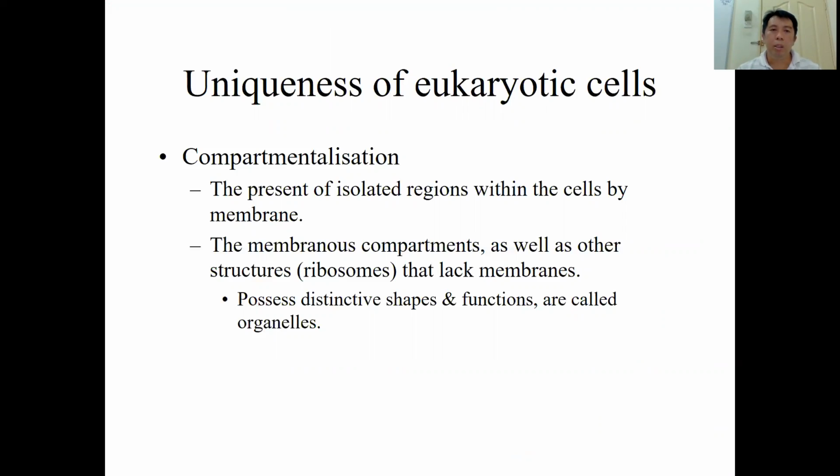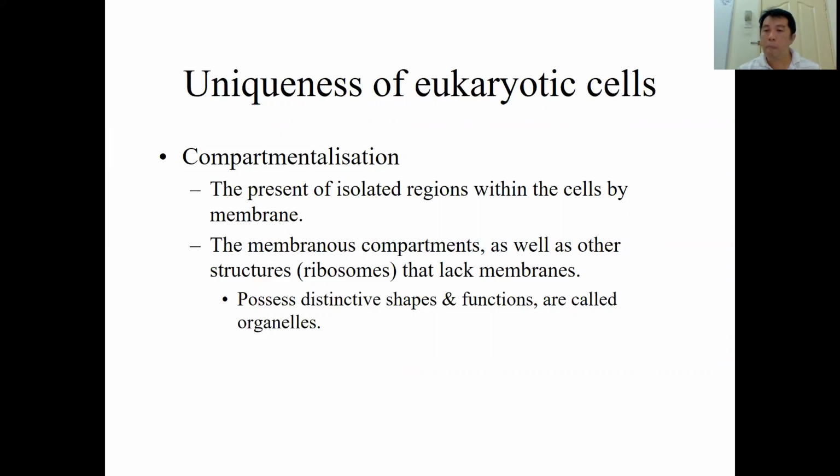The uniqueness of the eukaryotic cell is compartmentalization. Compartmentalization means that there are several regions within the cell that are isolated by membrane, the plasma membrane. That's why it is called compartmentalization. Then there are the membranous compartments, as well as other structures, for example the ribosome, which is non-membranous. They possess distinctive shape and function, and they are called organelles.